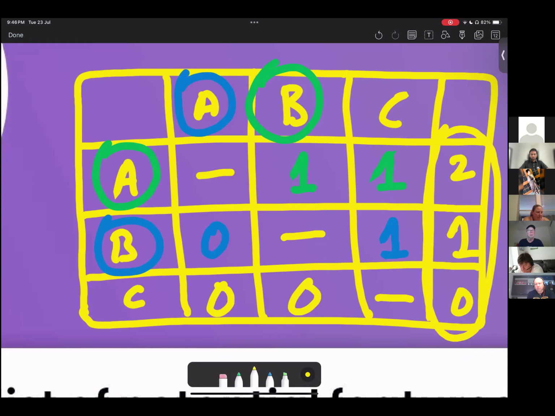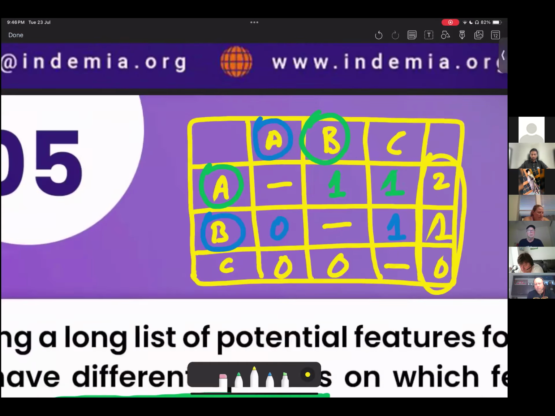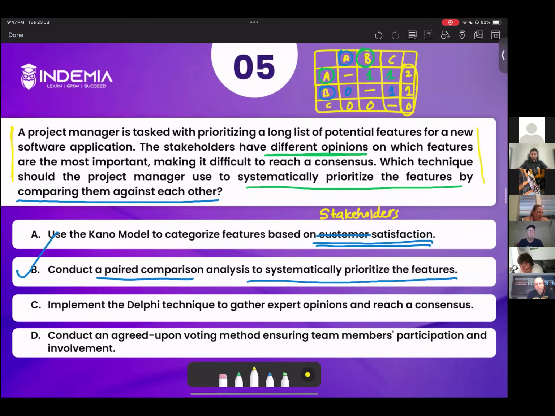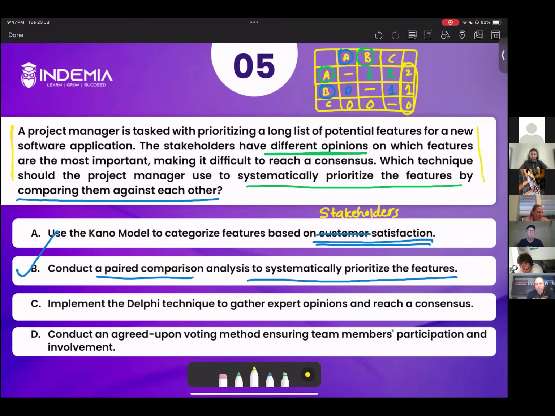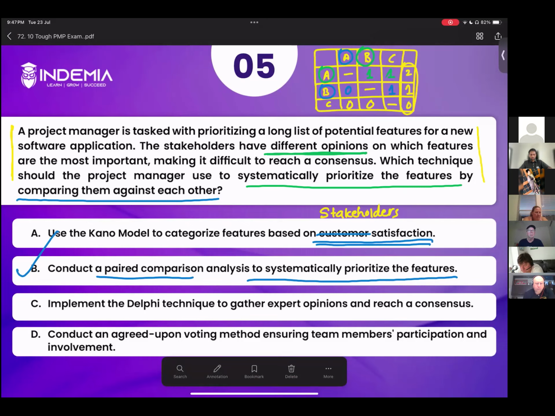So I can use this paired comparison where we compare features with each other, right? And this is what is required in this statement. You need to systematically prioritize the features by comparing them against each other. There is only one technique that helps you categorize features in different categories by doing a paired comparison. All other techniques are irrelevant. Okay, so the correct answer is option B. Let's read the explanation.